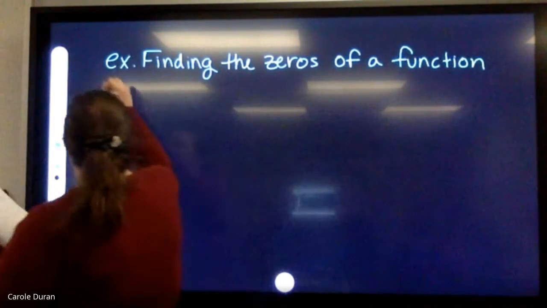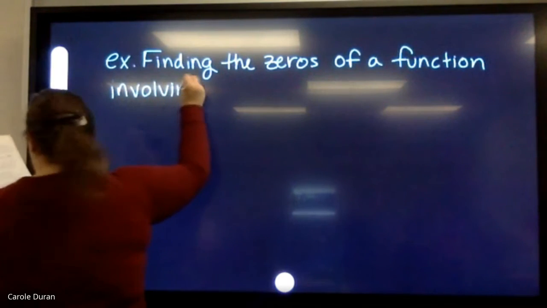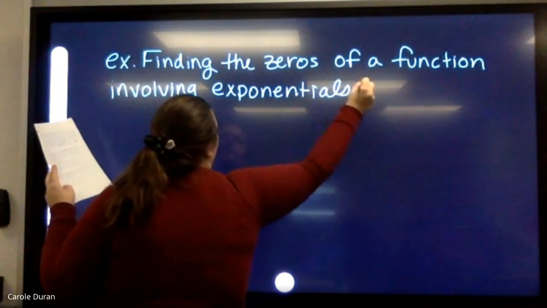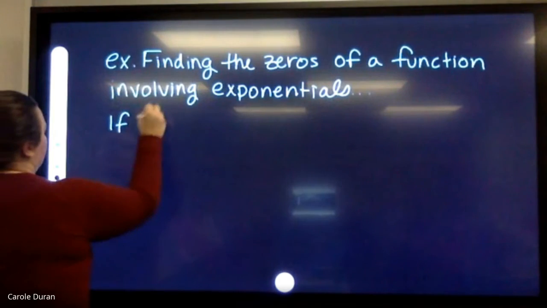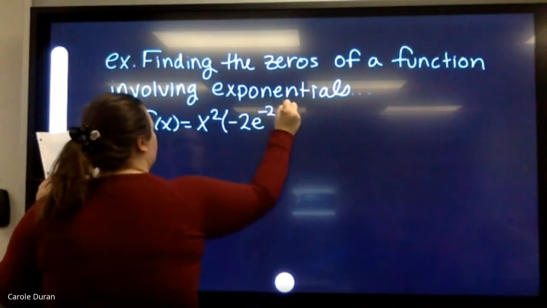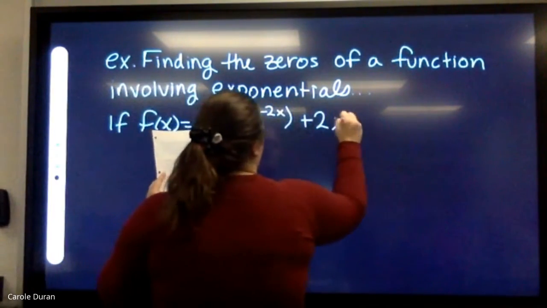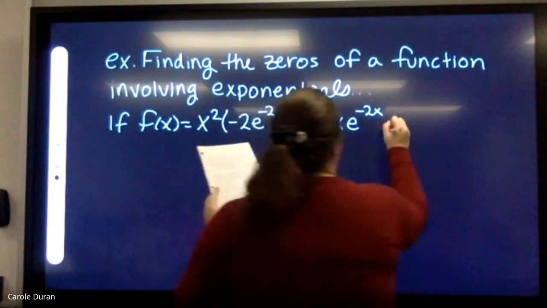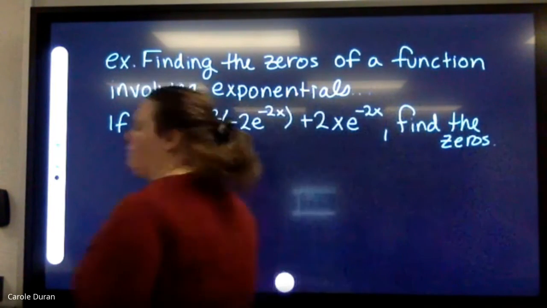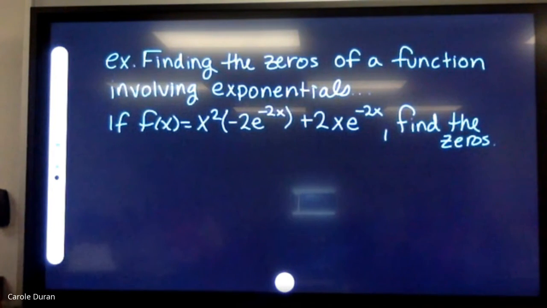Finding the zeros. Okay, so let's assume I have a natural logarithmic function that is x squared times the quantity negative 2e to the negative 2x plus 2x e to the negative 2x. I would like to find the zeros for this function.